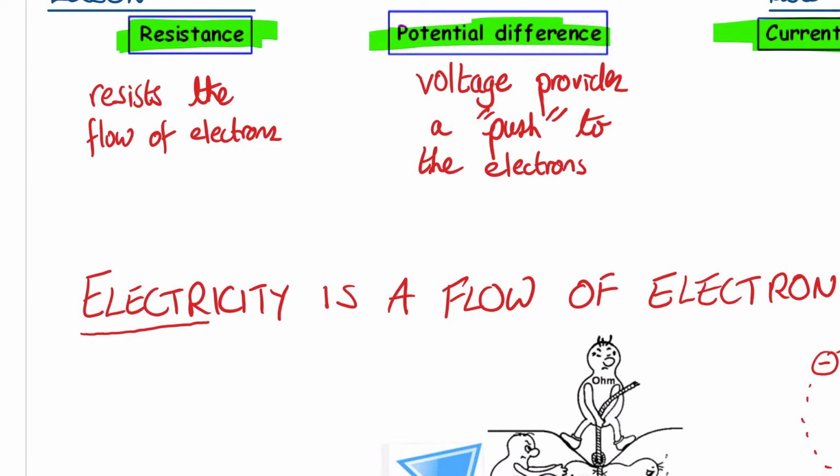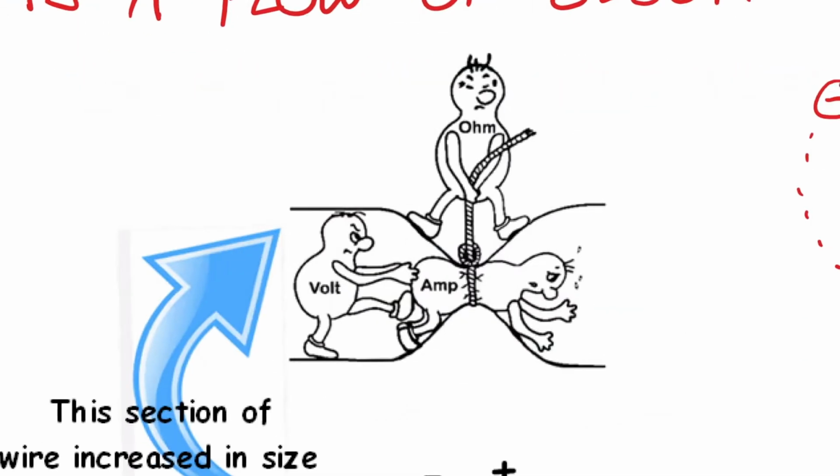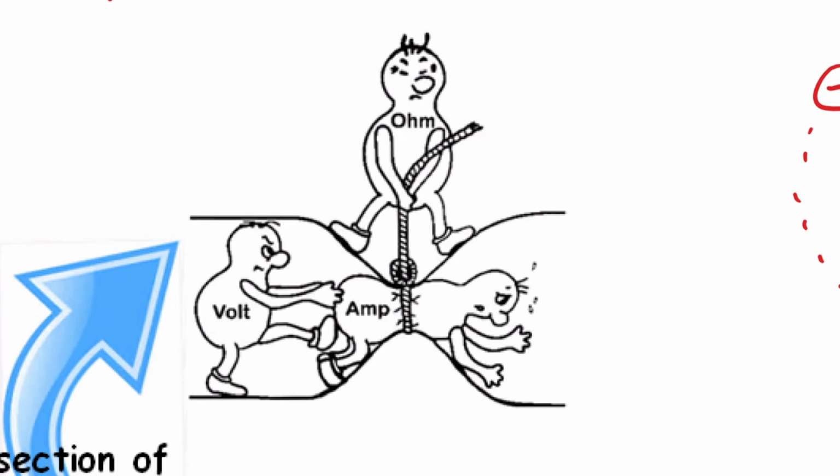Watch this now. A large voltage, let's try again. A large voltage means you get a large current. So if the voltage goes up, the current goes up. With resistance, if resistance goes up, the current goes down. And that's what this diagram underneath here, where these three cartoon characters are trying to show.